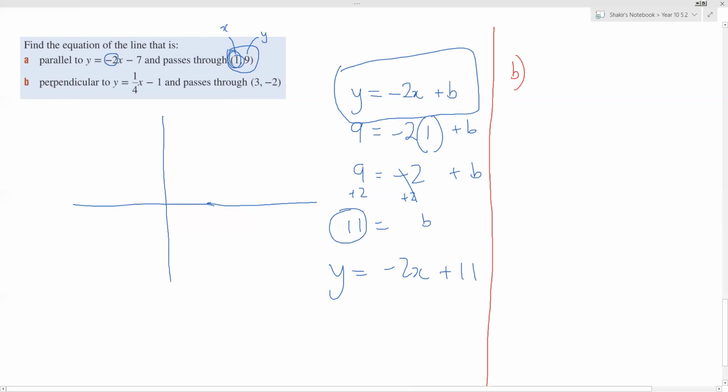We have to find the equation of the line that is perpendicular to that line. So perpendicular to this line tells me the gradient. And the gradient is going to be the negative reciprocal of this gradient. The negative reciprocal of that is negative 4. You flip it upside down, the 4 goes on top, 1 goes to the bottom. 4 divided by 1 is just 4. And it's going to be the negative reciprocal, so our gradient is going to be negative 4x.